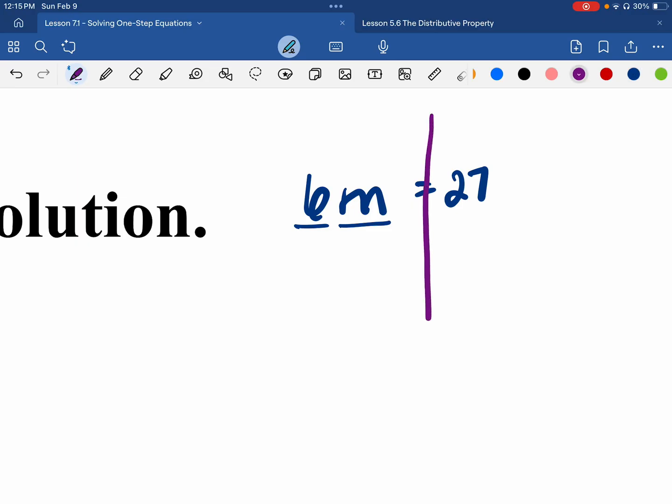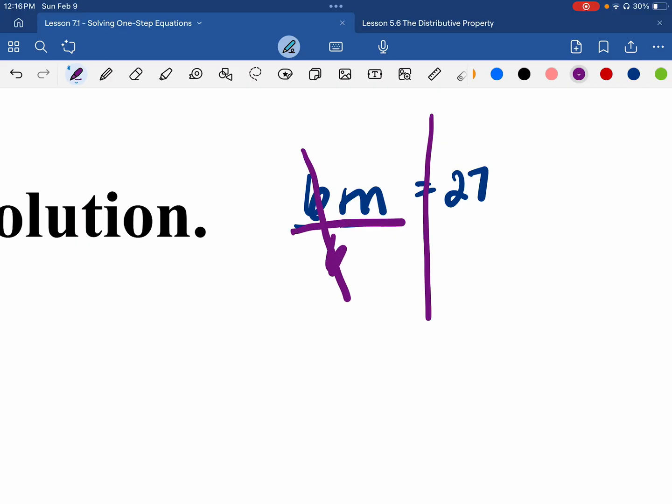Remember, whatever you do to one side of the equation gets reflected on the other. You have to do it on the other. We're going to do that inverse operation. So multiplication is making something larger. So the inverse of multiplying something is dividing it. So we are going to divide this side by 6 to get rid of it.